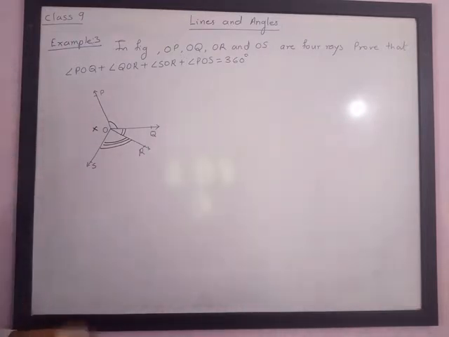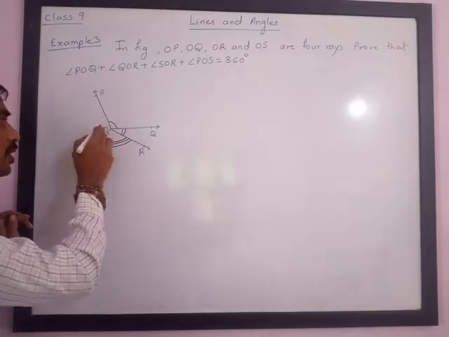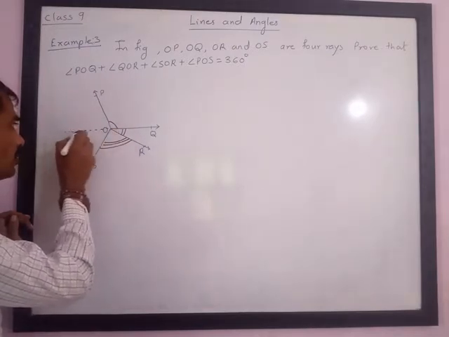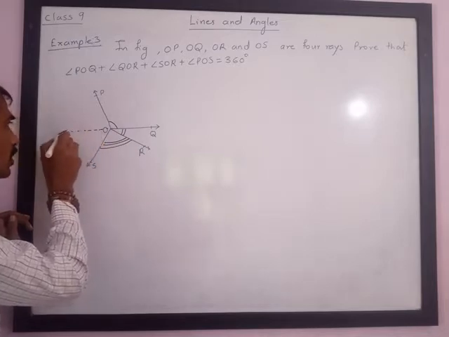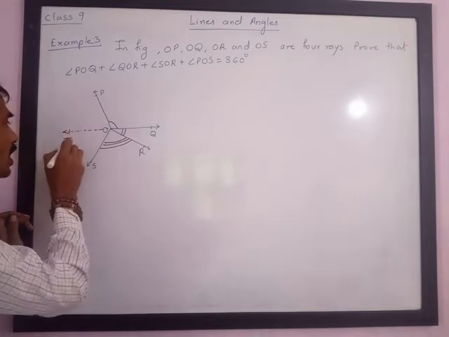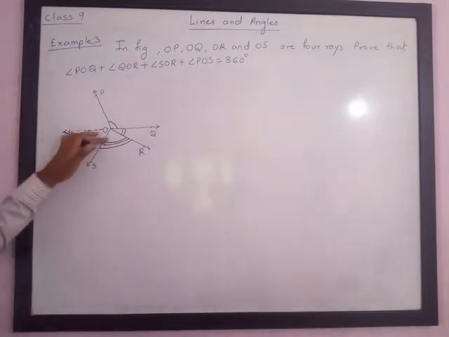Now, how to prove? To prove this, extend any one of the rays. We are going to extend this ray OQ backward. This is PQRS, so I will take the vertex T. So extend ray OQ backwards and let us name it as OT.